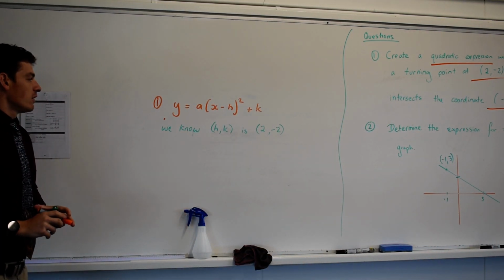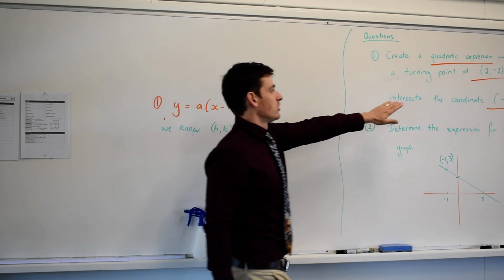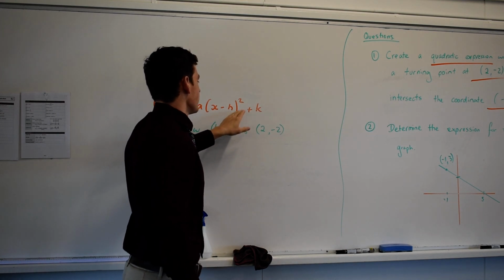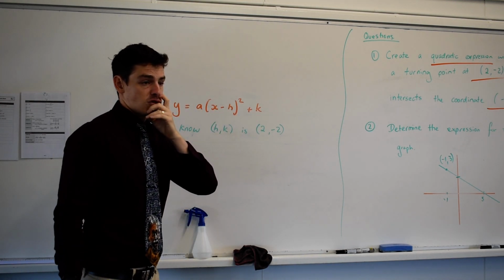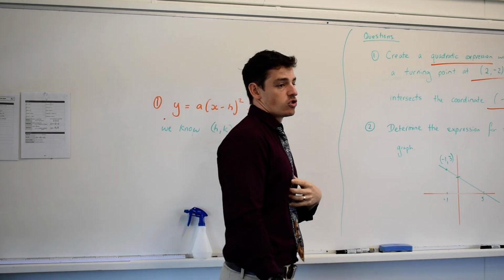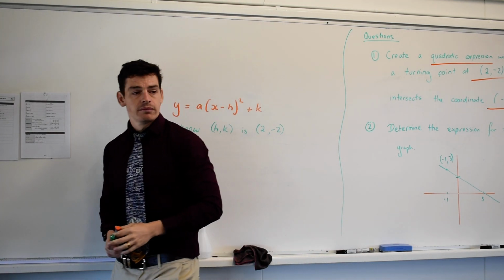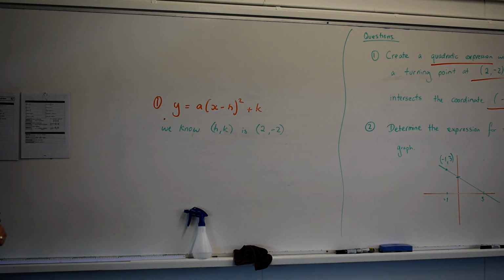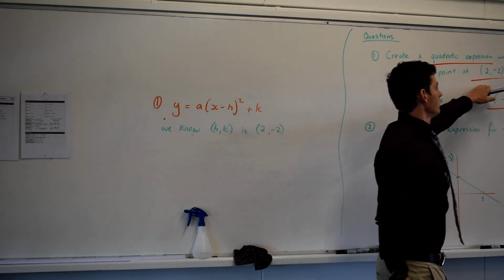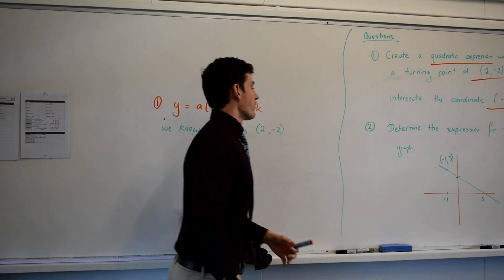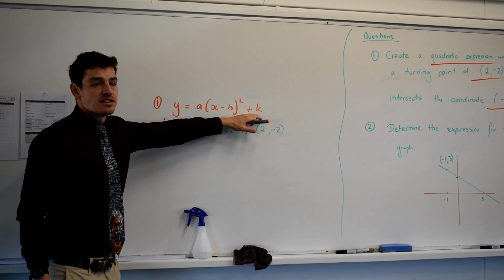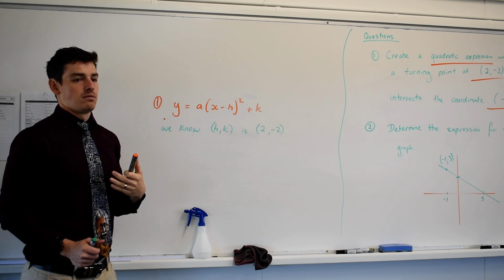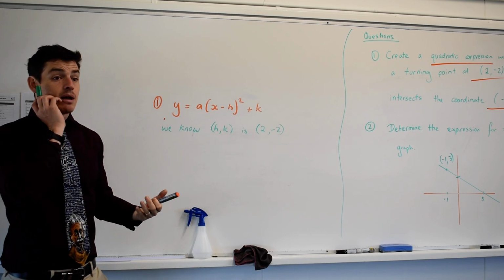So, the first bit of information tells me I need to write it in the form y equals a(x minus h) squared plus k, correct? The second piece of information tells me what? So this is my second piece of information. What does it help me figure out when I look at this equation? Because I've got letters everywhere, don't I? And what do I need to do with those letters? Make some numbers happen, cool?